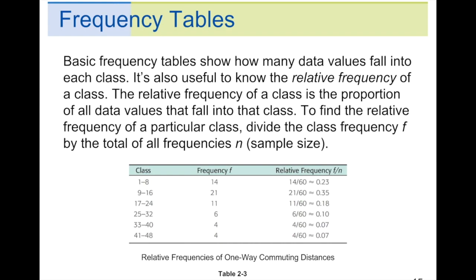So if we have a frequency of 14 and there's a total of 60, we say 14 divided by 60, and we get 0.23, so that's the relative frequency. 23% of the data is in that class.